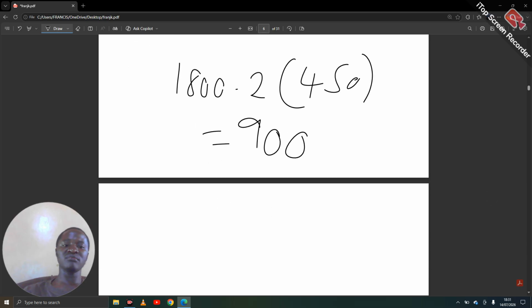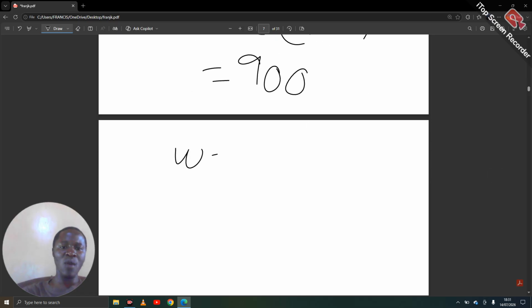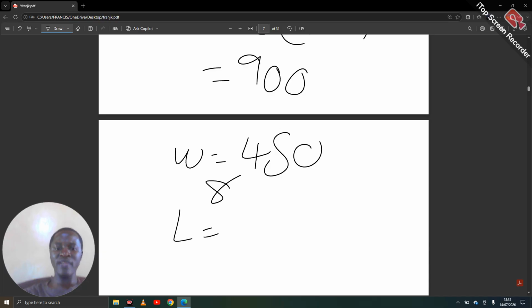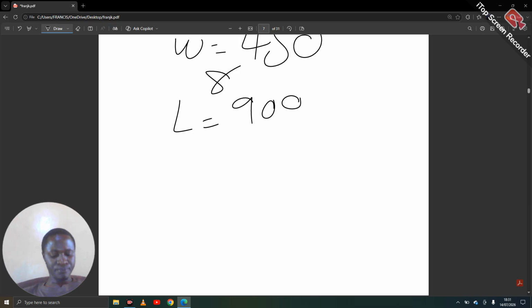So you see again, at this point, things are different. The dimension appears to be the right figures, or the right answers for a rectangle. So that means our width will be what? 450, and our length will be 900. So that is the answer. That is our answer.